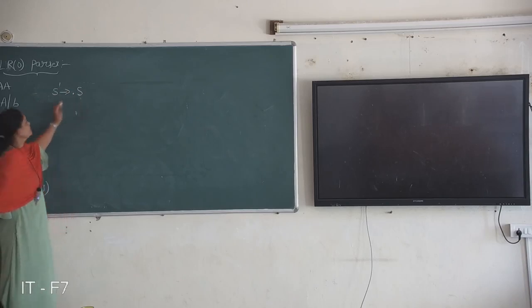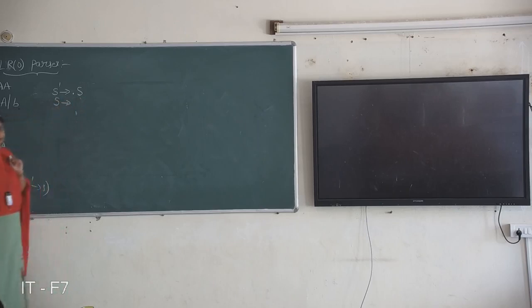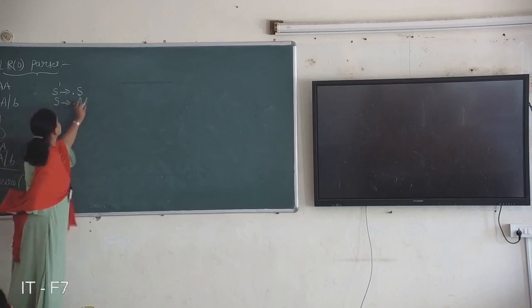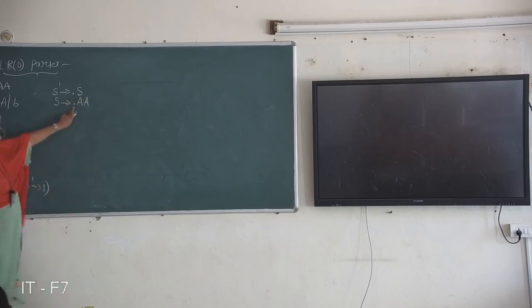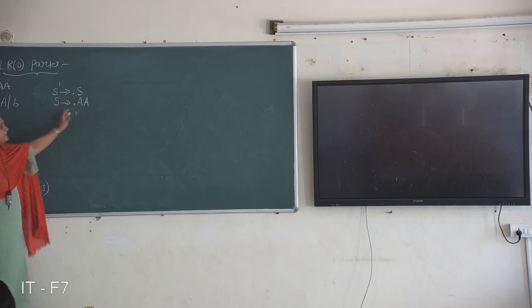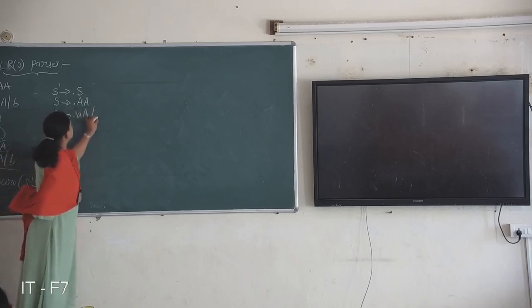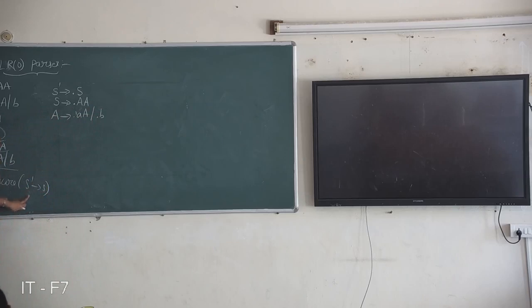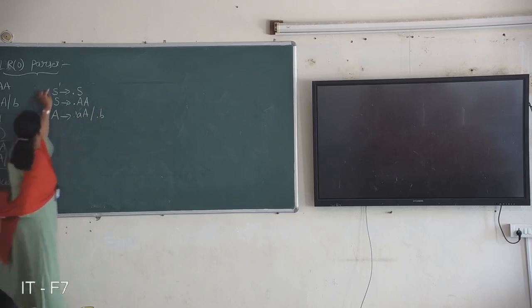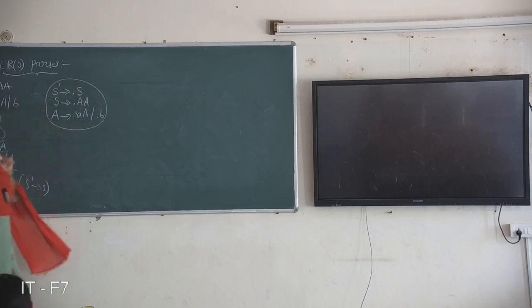So .S means add all S productions, with the dot at the beginning. So I write S derives .AA. Again, after the dot a non-terminal is there, so include that A's productions also, with the dot at the beginning: A derives .aA, and one more production, A derives .b. So this is nothing but the closure of S' tends to S. This is considered as one step.